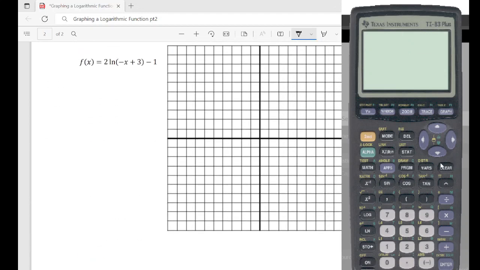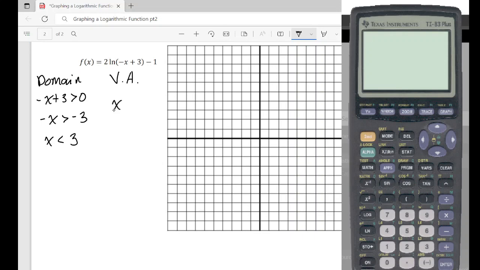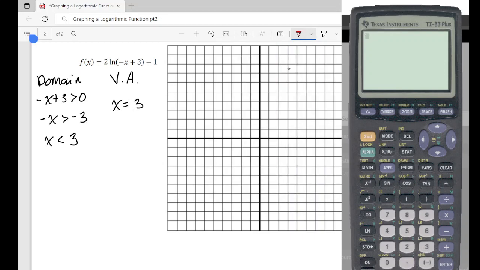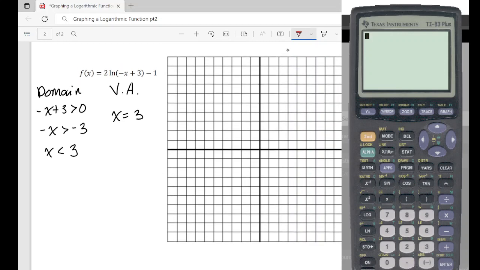Now next, we are going to graph f of x equals 2 ln of negative x plus 3 minus 1. So again, I'm going to find out the domain, which is going to be negative x plus 3 is greater than 0. So I'm going to subtract 3 over. Negative x is greater than negative 3. And then multiply everything by negative 1. x is less than positive 3. So that just means our vertical asymptote is x equals 3. So let's graph our vertical asymptote at 3, right here.